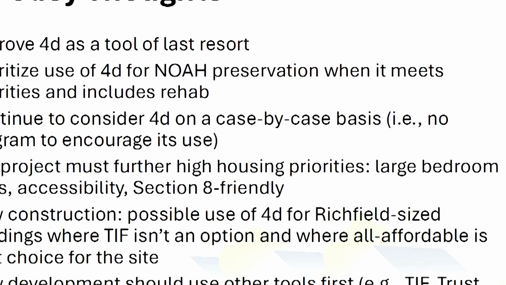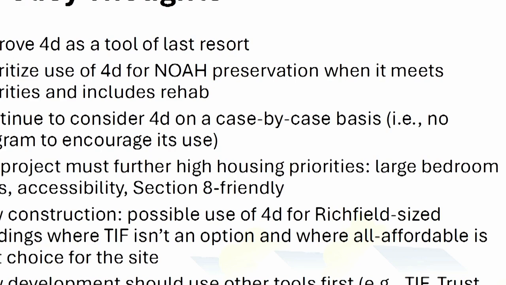Any project must further high housing priorities, and your priorities came back with large numbers of bedrooms, accessibility, and Section 8 friendly buildings or owners. In the case of new construction, maybe it's possible to use it where we get Richfield-sized buildings or where TIF isn't an option, and in those cases where all affordable is really the best choice for the site. And then really new development should look to other tools first, TIF and the trust fund.